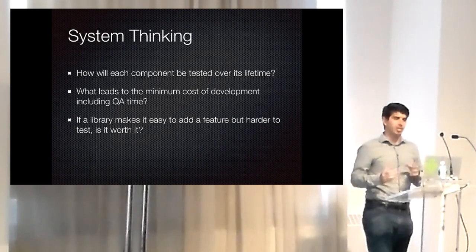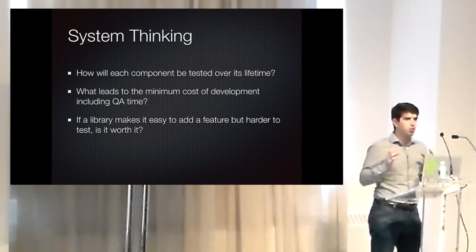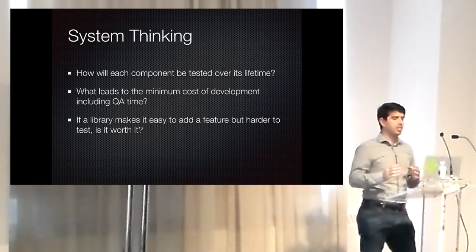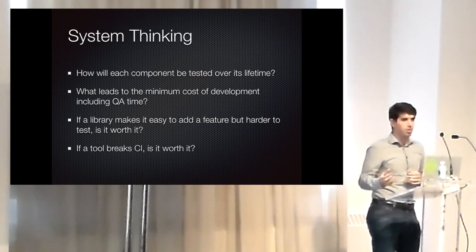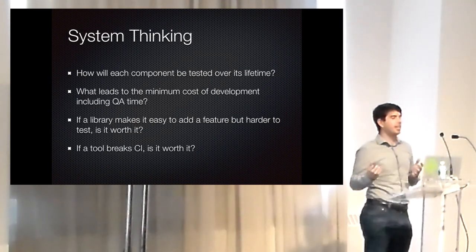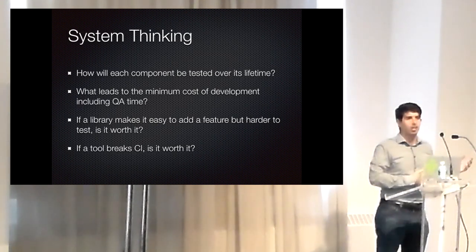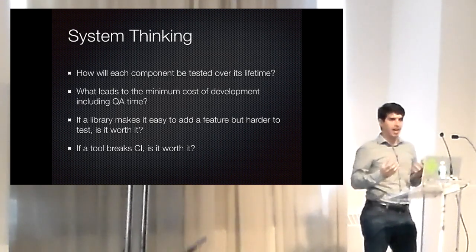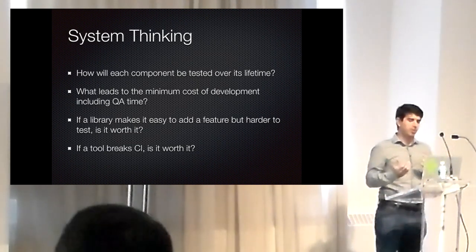If there's a great library that does 90% of what you need today, but it makes testing impossible, you can't use that library because it's going to hurt your system. If a tool breaks your CI system and you don't get test reports anymore, that tool is not worthwhile. And that's the case with a lot of the testing tools today. They make testing easier, they make CI harder. How do you balance that in your system? And that's oftentimes difficult to think about.